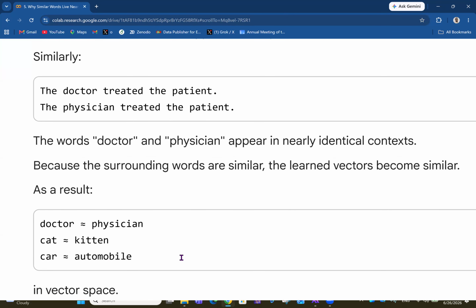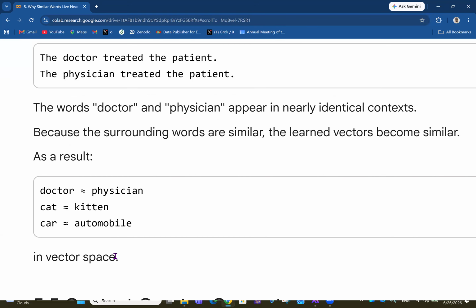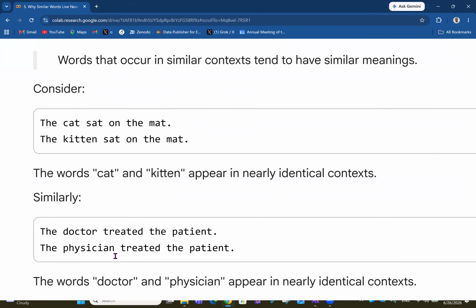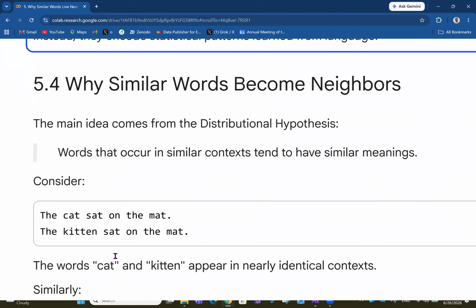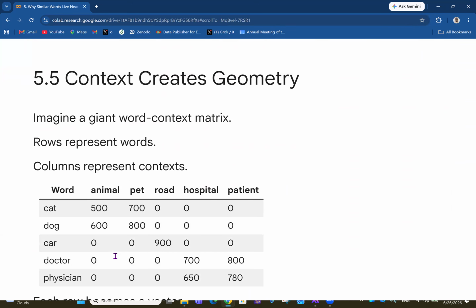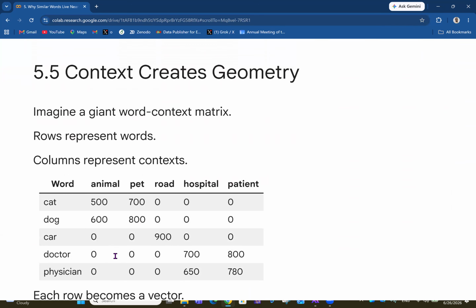As a result, we can say that doctor is approximately physician, cat is approximately kitten, and car is approximately automobile in vector space. That's why similar words become neighbors: they are used in similar contexts. So let's talk about how context creates geometry. In the last video, we saw how AI converts words into coordinates. It's about the same idea.